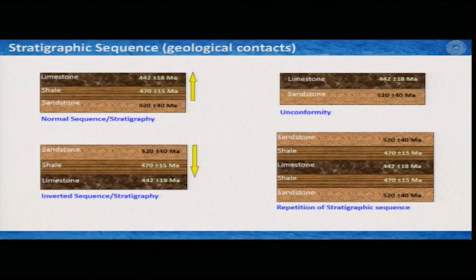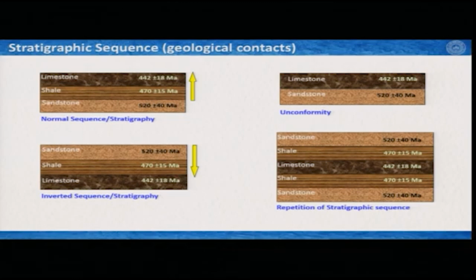However, in the field we commonly also observe an inverted sequence or inverted stratigraphy. That means you have younger layers at the bottom and older layers at the top. Sometimes some layers are missing. That means either they were eroded later, after the deposition, or there was no sedimentation at that particular time. So if something is missing, then we assign it unconformity. There are different types of unconformities. We are not going into that part. You must have learnt it in your sedimentology or stratigraphy lectures.